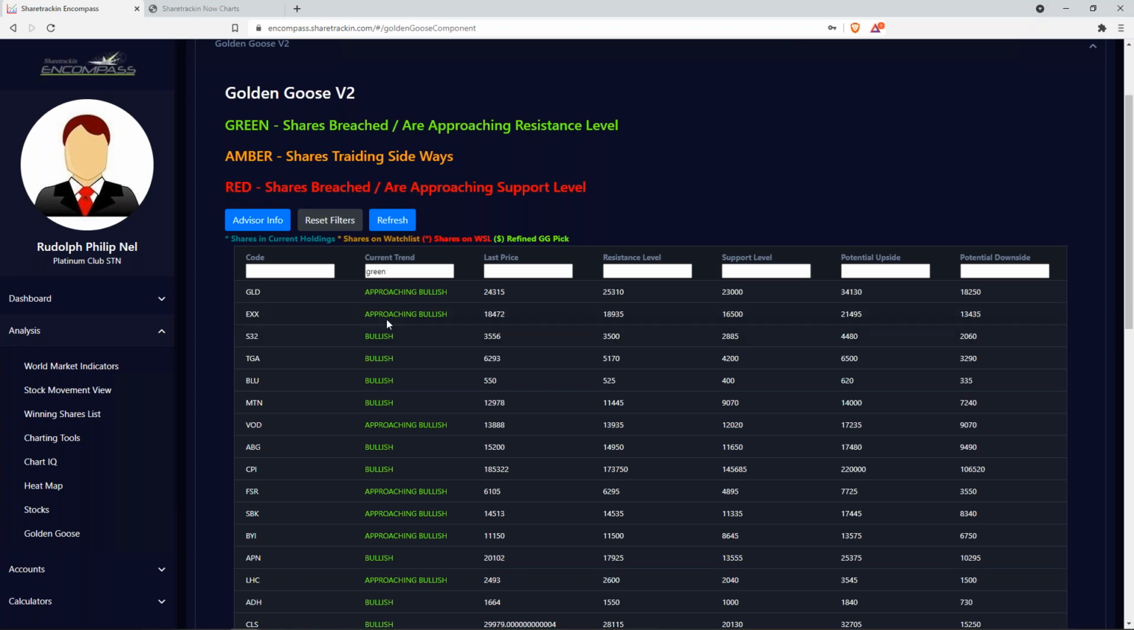So, for instance, if we take Xaro, it says that it's approaching a bullish. The last price is currently 184 rand and 72 cents, and the resistance level where it's supposed to break through is 189 rand and 35 cents. The support level is currently sitting on 165 rand, and the potential upside is 214 rand and 95 cents.